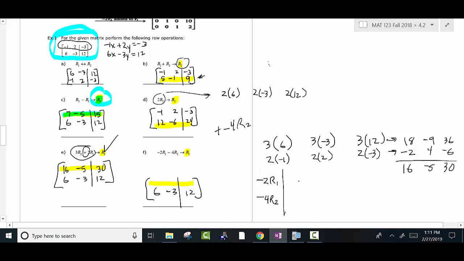-2 times -1 is 2. 2 times -2 is -4. -3 times -2 is 6. What I did is I just took row 1 in the original and multiplied it by -2. Now I'm going to take row 2 and multiply it by -4. 6 times -4 is -24. 6 times -3 is -18. 6 times 12 is, I think, 76. Hold on, I'm doing the wrong thing. -4, sorry.